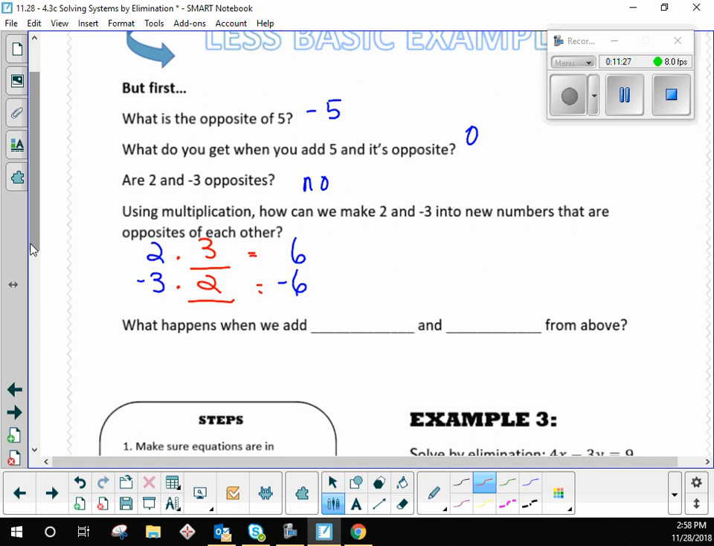So I took the 2 and the negative 3. I figured out some number that would be opposite, and then figured out what I had to multiply those by to get that number. So it got me to 6 and negative 6. Now what happens when we add 6 and negative 6? We get 0, right? They cancel each other out. And that's going to be the goal in this next problem.